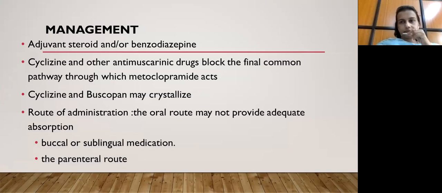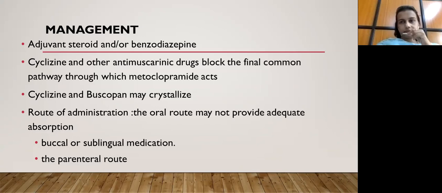Okay. Just the general points. We've covered the drugs now. I told that you can give adjuvant steroid or benzodiazepine. I mentioned that cyclizine and the anti-muscarinic drugs will block the final common pathway through which metoclopramide acts. So this is explained to you in that slide showing the receptors. So they both antagonize each other. So don't give cyclizine and metoclopramide together, or any anti-muscarinic drug and metoclopramide together.